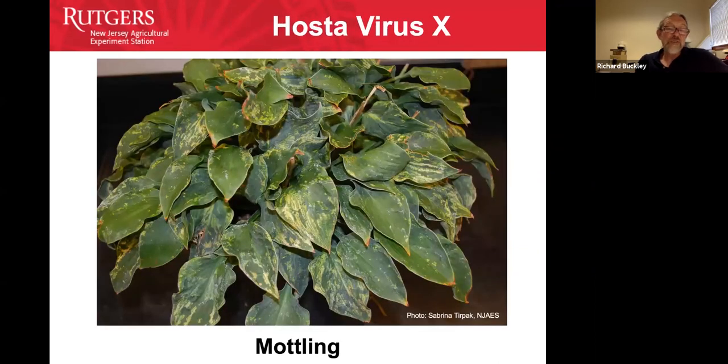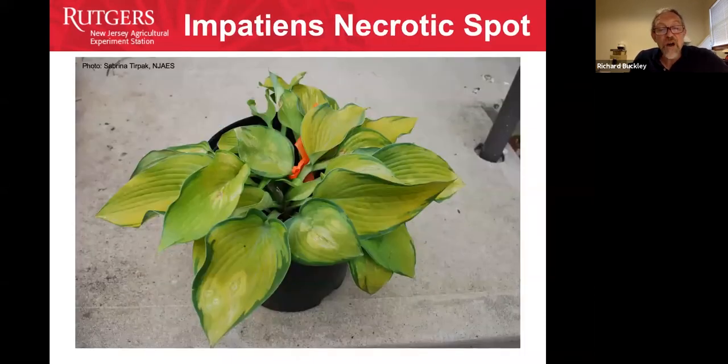Here's hosta virus X. In hosta, everybody looks at that and goes, "Oh, I want one of them! Look at that. It's got a nice color break on it." There were named varieties of hosta with hosta virus X at one point, but you can see the symptom of mottling. It's an abnormal color. The plant's doing okay. It might die prematurely or die from other stresses. Virus might not kill it. Here's impatiens necrotic spot on a hosta, just to show you the variability in symptom expressions from two different viruses on the same plant, right?